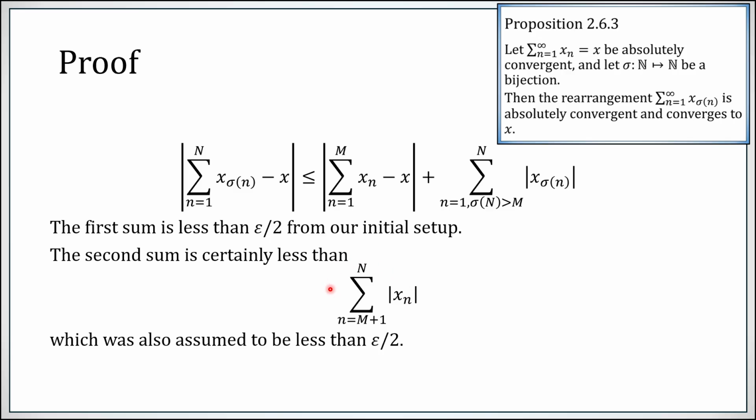We also assumed on the previous slide that we were sufficiently large in our indices so that this sum was also less than epsilon over 2. So we have an epsilon over 2 plus epsilon over 2. Therefore, our rearranged series is also converging to x.